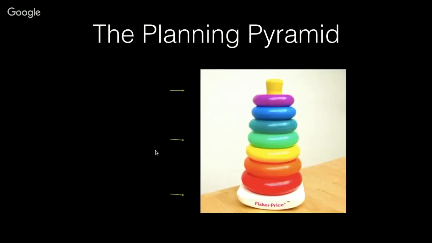This timeless toy, which is available in America and Canada, is how I think of the planning pyramid. If you remember this, I think it's called the rocker ring or rocker stack, but if you remember playing with it, the ring that you put on first is the red one because it's the biggest, it's the most accessible. And then if you start from red and add on rings, the hardest ring or the most complex is your purple ring.